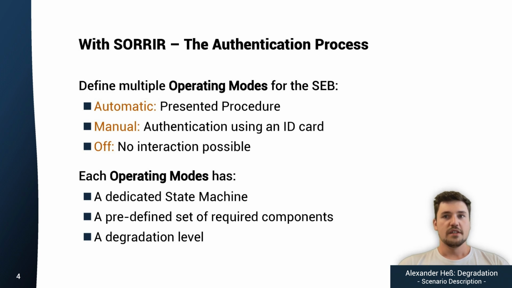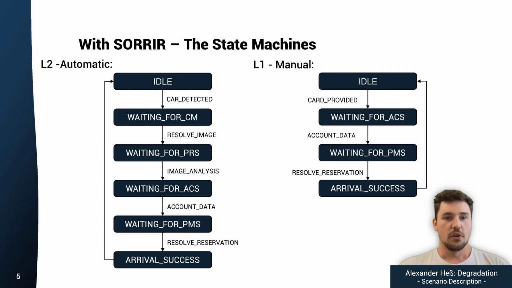Now, what we have to do is, for each operating mode, we have to define a dedicated state machine. We have a predefined set of components, so the components that interact in this process, and we're going to assign a degradation level for that. So now let's have a look at what this looks like in this scenario. On the left, you can see the state machine for the automatic process. The SEB is first in the state idle, where it waits for a car.